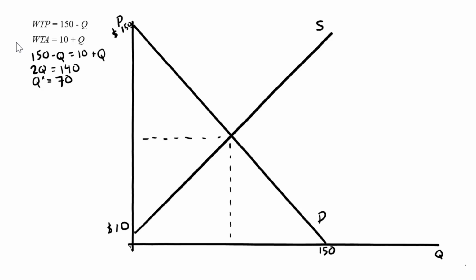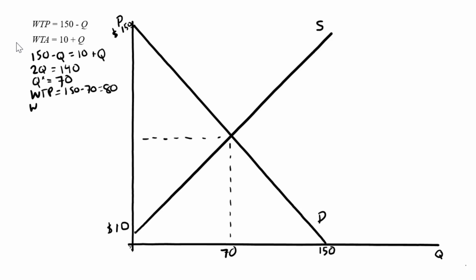Every day there are going to be 70 textbooks bought and sold. That is going to go right down here. Once you found Q star, you can take 70, throw it back into both these equations. No matter which one you throw it in, you should get the same answer. No willingness to pay for a 70th textbook is 150 minus 70 equals 80.